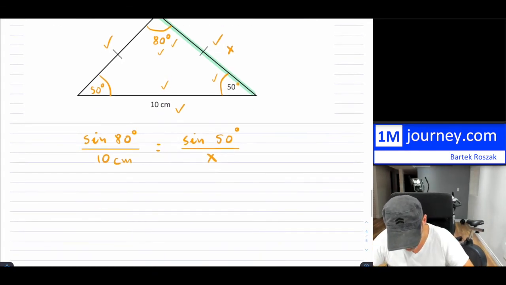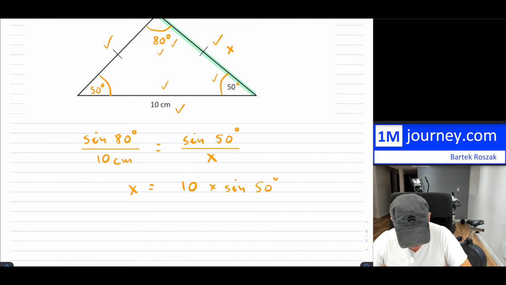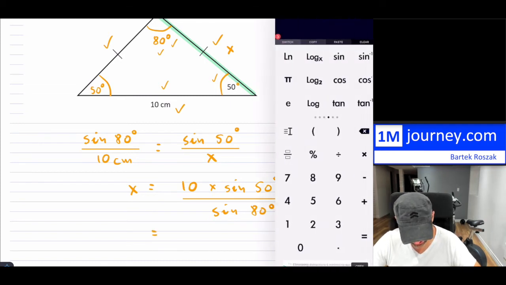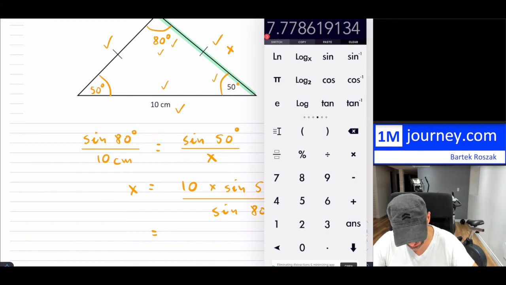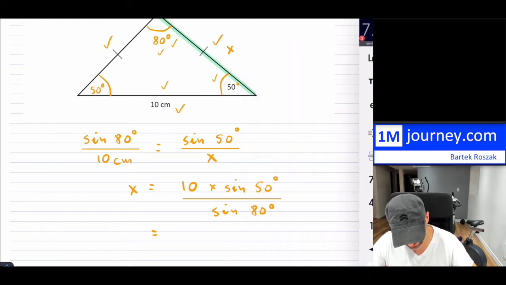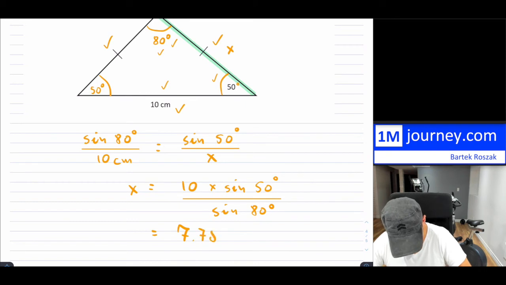And now we're just going to isolate for x. So x is equal to 10 centimeters multiplied by sine of 50 divided by sine of 80. Let's take a look. So 10 multiplied by sine of 50 and then divided by sine of 80. All right, so 7.78. Let's round it to 2 decimal places. So it's approximately that much.